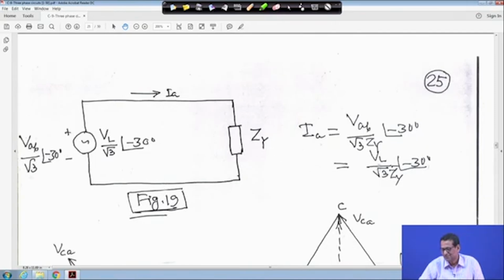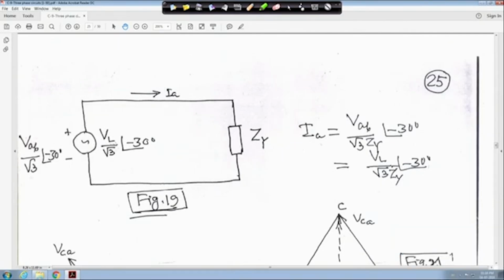So, IA will be simply VL upon root 3 ZY angle minus 30, but this is equal to this one, because VAB is nothing but the VL. So, this is represented by only one phase, right. So, this way you also can represent.